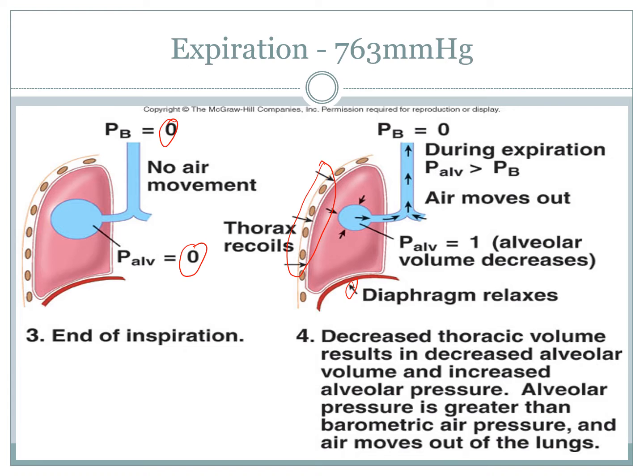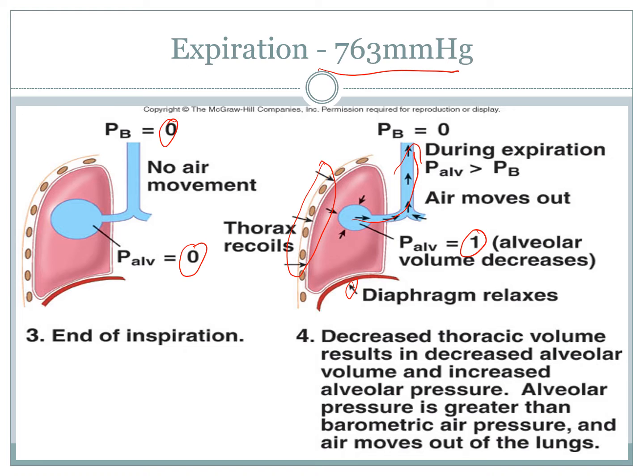But whilst that's happening, the alveoli pressure increases to around 763 millimeters of mercury, which is greater than atmospheric pressure of 760. So air is forced out of our lungs, just like that. It's just the changes in pressure that cause air to come in and air to go out. And that is pulmonary ventilation itself.